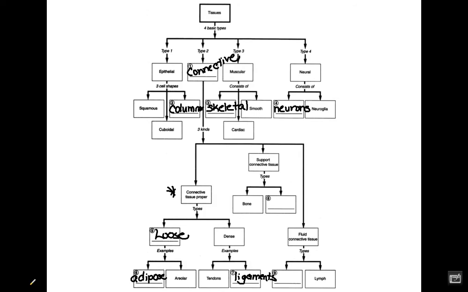Then we come back up here to the supporting connective tissue, which we have bone, and the second type is cartilage. And then finally we have fluid connective tissue, which consists of lymph and blood. And again, this is a really nice summary of the different tissue types that we just spent this time talking about. In the next section, what we will do is actually look over some of our anatomical directional terms.